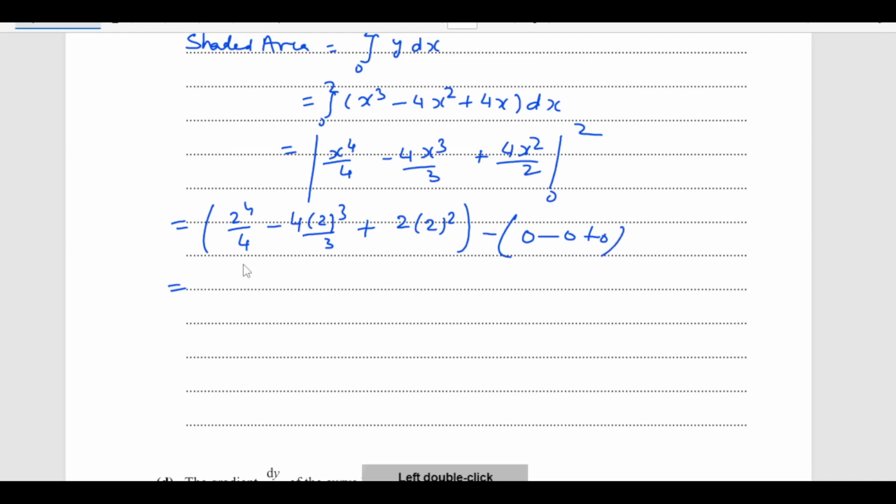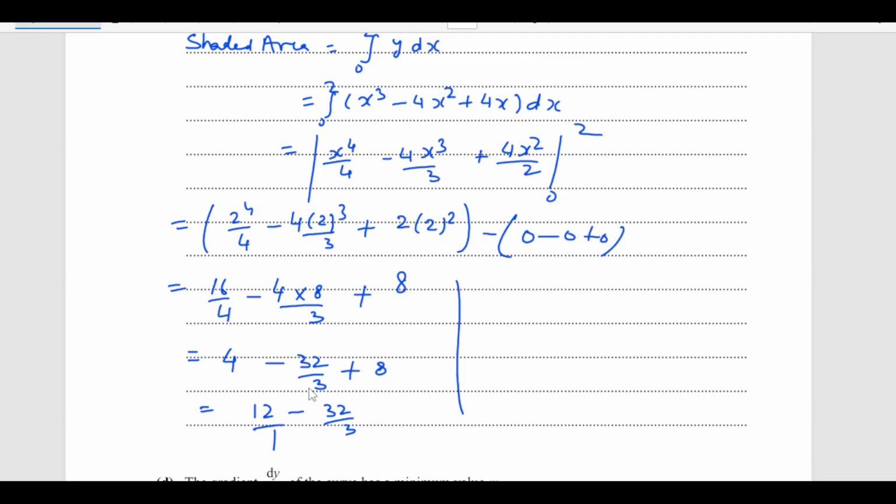So, this comes out to 2 to the 4, which is 16, over 4, minus 4 into 8 over 3, plus 2 times 4, which is 8. Okay. So, this is 4 minus 32 over 3 plus 8, which is 8 plus 12 minus 32 over 3, taking LCM. So, this is 3, 12 times 3 is 36 minus 32, which is 4 over 3. Area of shaded region is 4 over 3 square units, right.